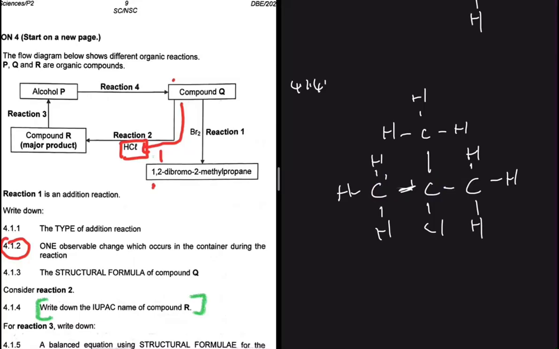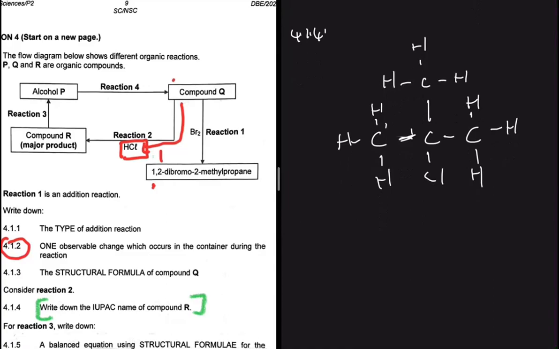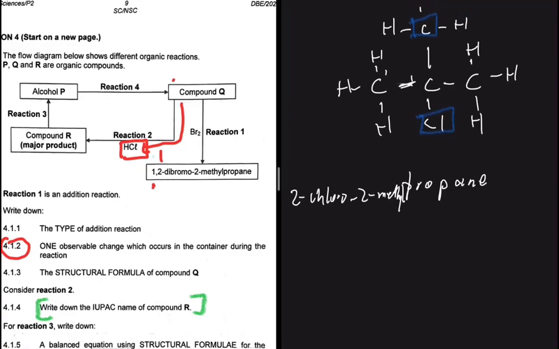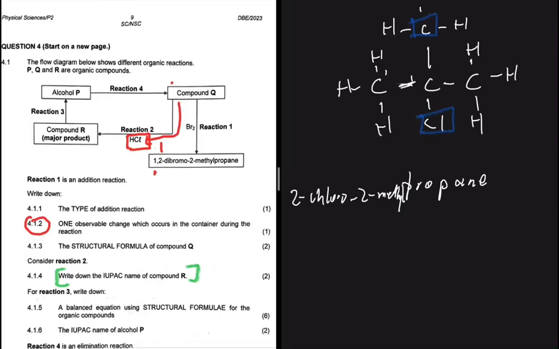For this structure, we then need to give the name. We know fully well that it's going to be propane. And on the second carbon, we have chloro, and we also have methyl. So we're going to have 2-chloro-2-methyl propane, and that is the answer to 4.1.4, the IUPAC name of compound R.